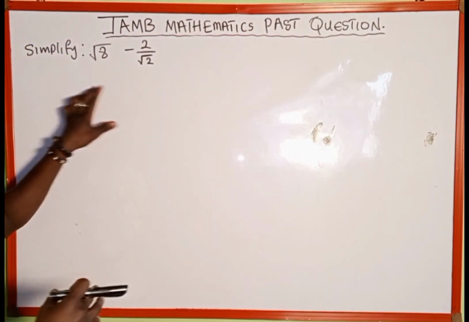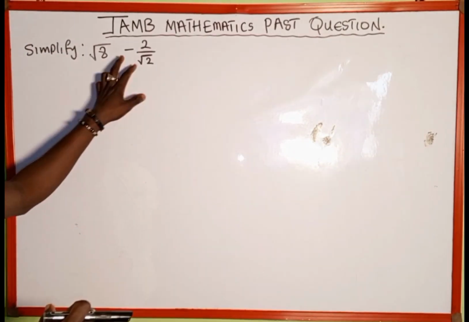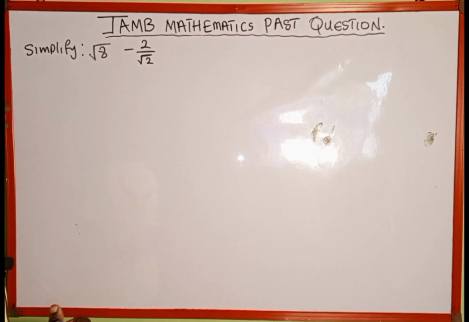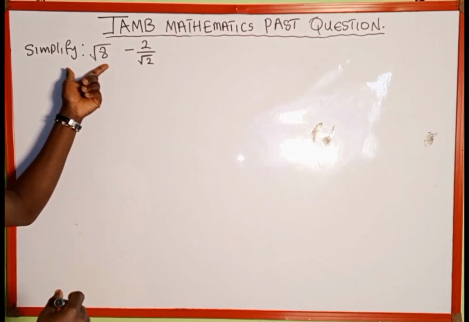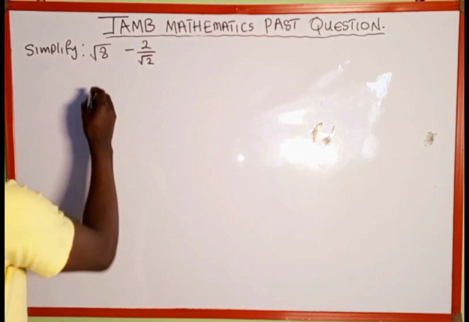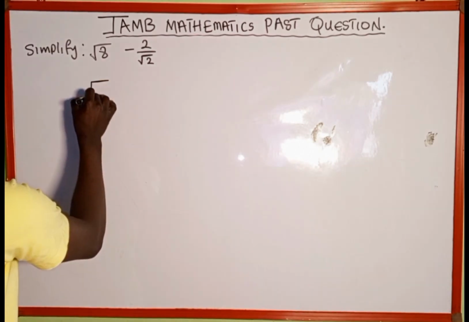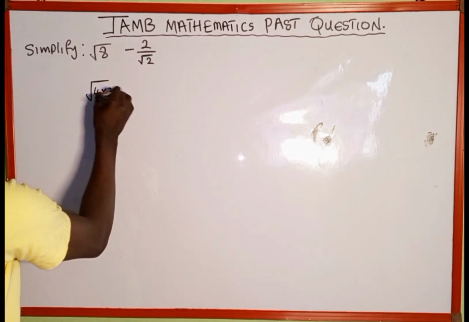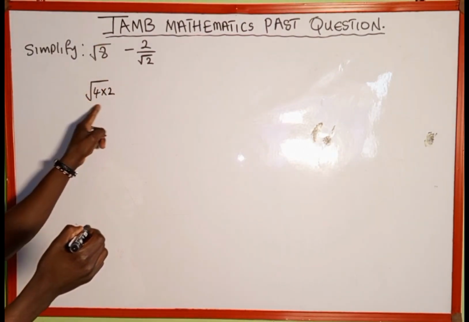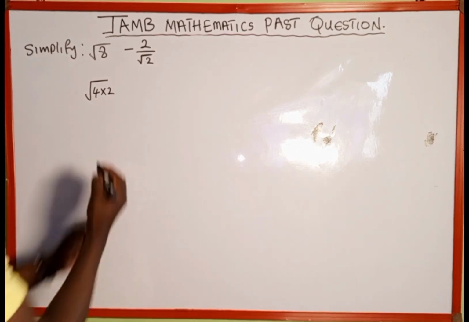So we're asked to simplify this surd expression: square root of 8 minus 2 all over square root of 2. The first thing we're going to do, this 8 is not a perfect square, so we're going to break it into two numbers. 4 multiplied by 2 is going to give us 8. And one of these numbers is a perfect square. 4 is a perfect square.